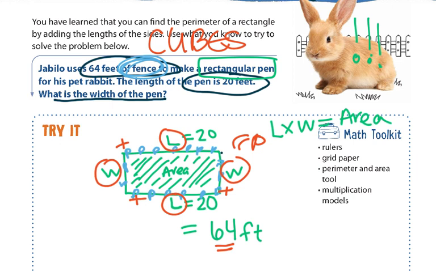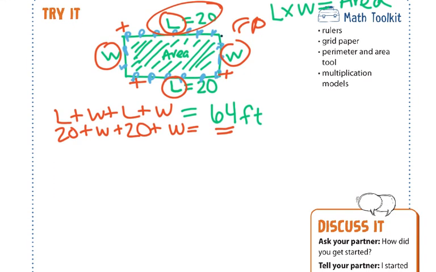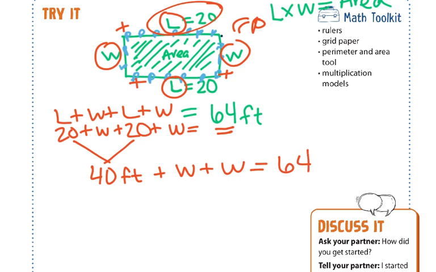So I'm going to put in what I know, which is length plus width plus length plus width. And I have the first length is 20 plus an unknown plus 20 plus an unknown equals 64. Okay. I'm going to take these two and add them together. So I know that I have 40 feet of fencing plus width equals 64. Now I need to figure that out. So I'm going to take away 40 from this side and 40 from here.